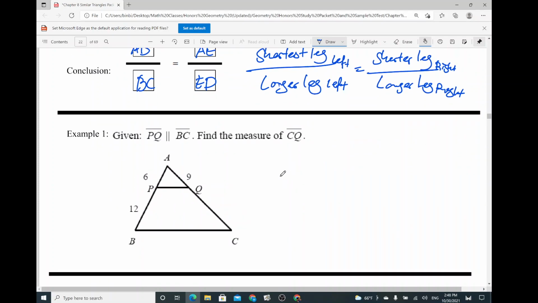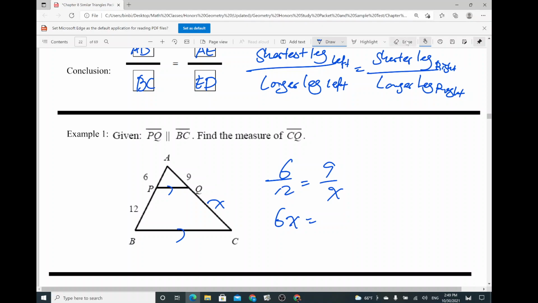Given that PQ is parallel to BC, find the measure of CQ. Using that proportionality theorem, the shorter leg of the triangle on the left-hand side over the longer leg of the triangle on the left-hand side has the same ratio as the shorter leg of the triangle on the right-hand side over the longer leg of the triangle on the right-hand side. So this one, let's say x. Cross multiply, so 6x equals 12 times 9.